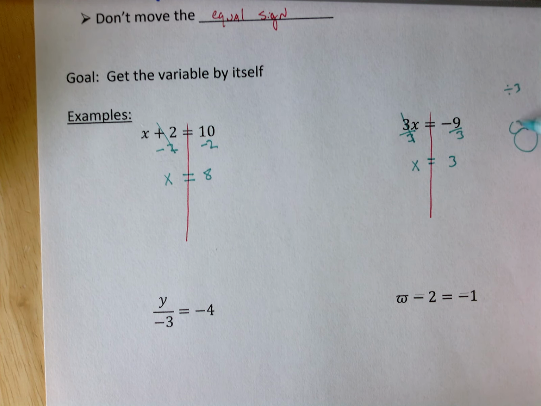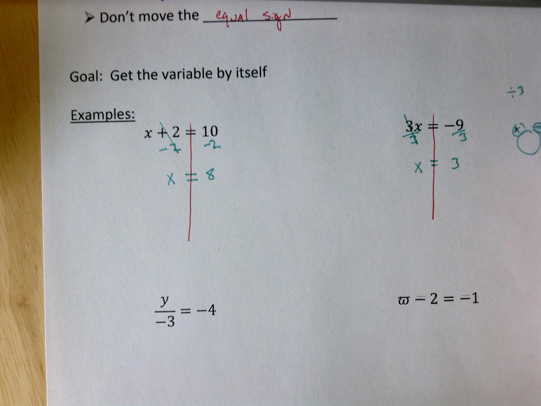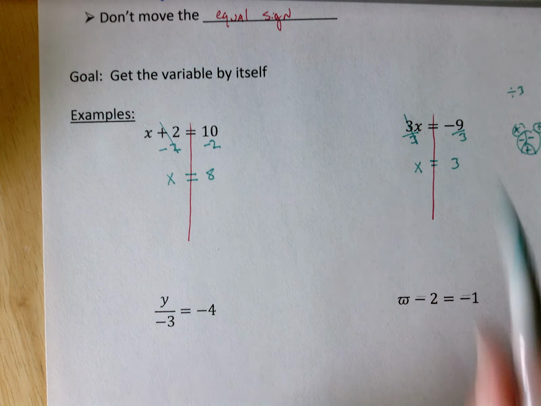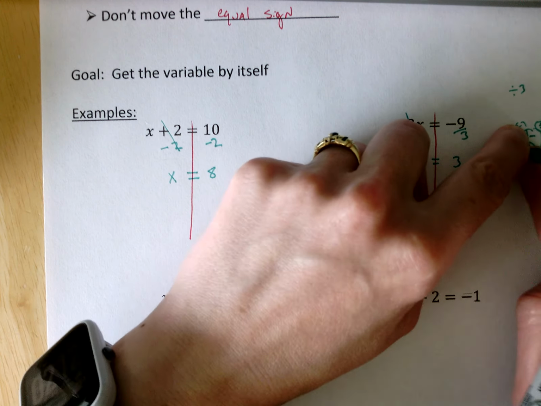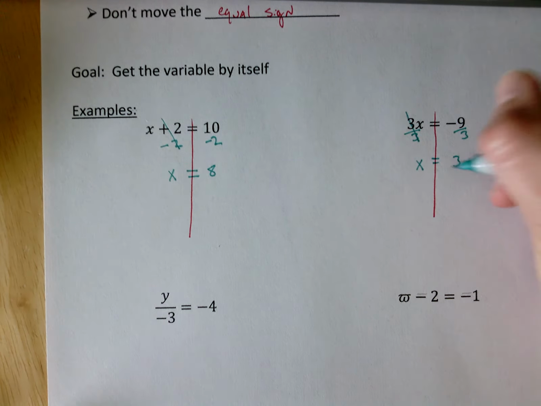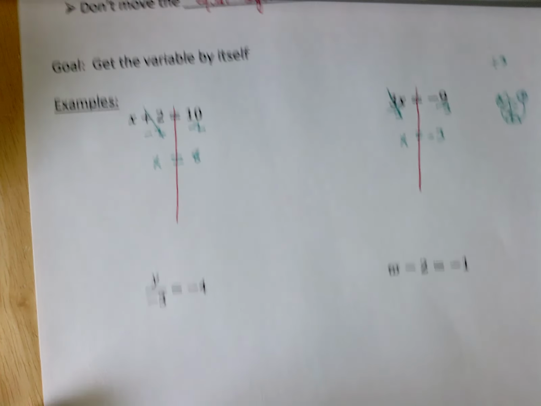And if I think back to my multiplication and division bear, right, he's squinty. A negative and a positive, a negative and a positive. The answer is negative. So that's a -3 for my answer.